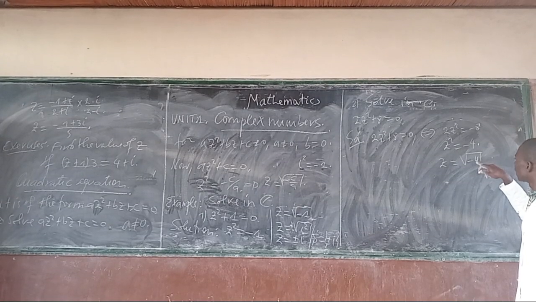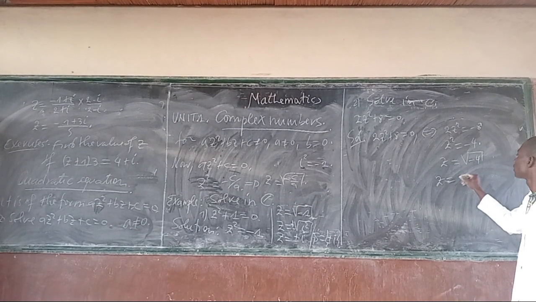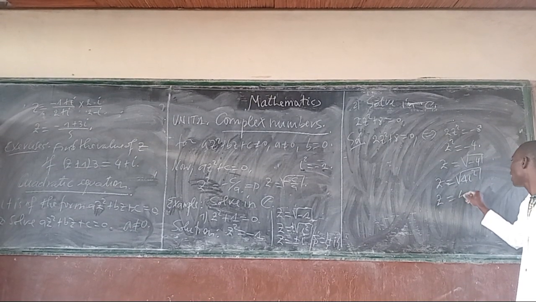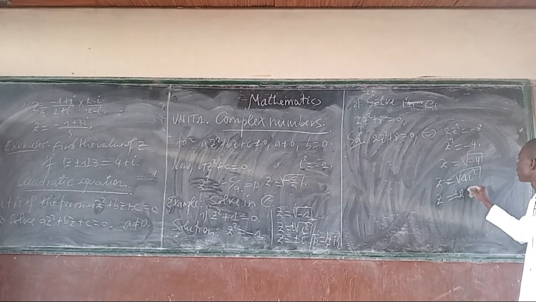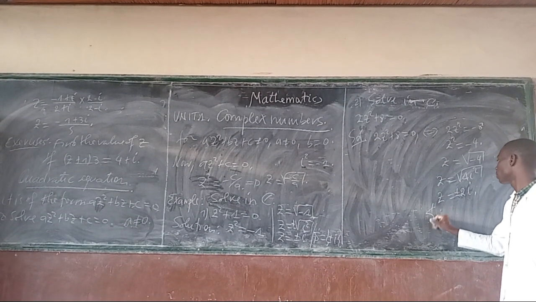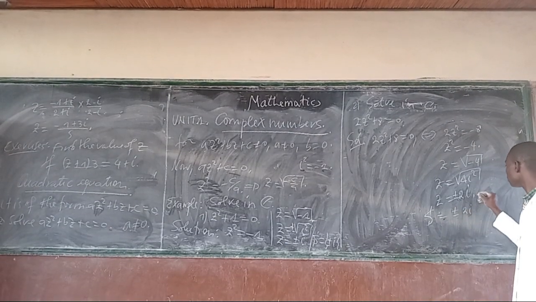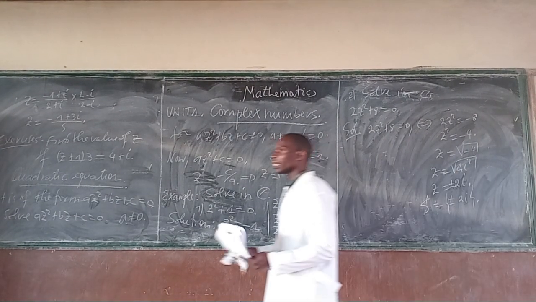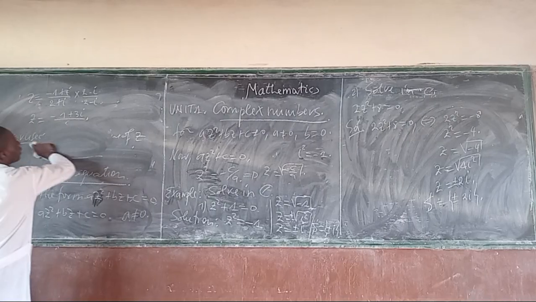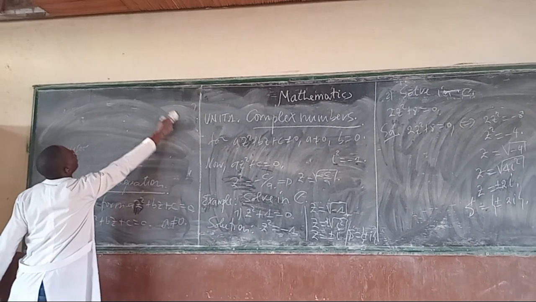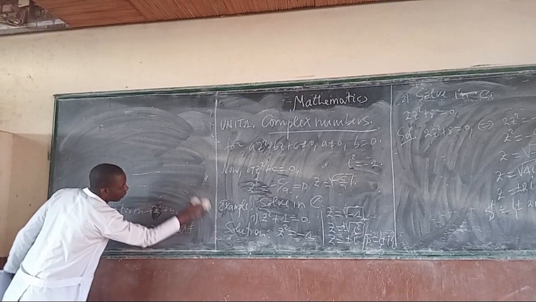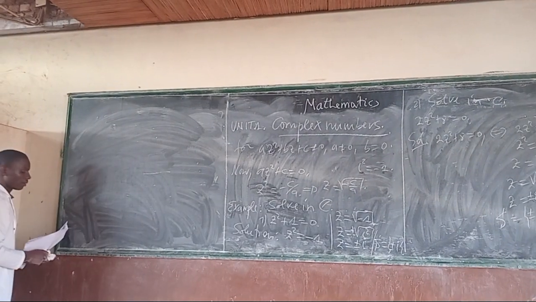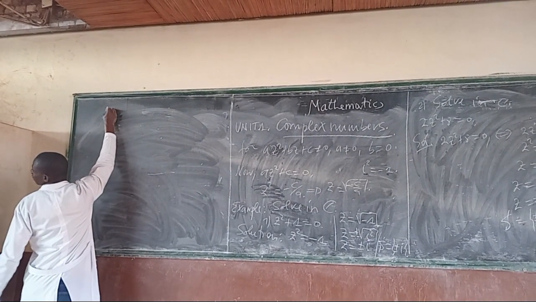Then we can remove this negative by saying that z is equal to the square root of 4 i squared. And then finally z is equal to 2i or negative 2i. Then you write the solution as plus or minus 2i. That is for the case of this quadratic equation where the coefficient of z is equal to 0.